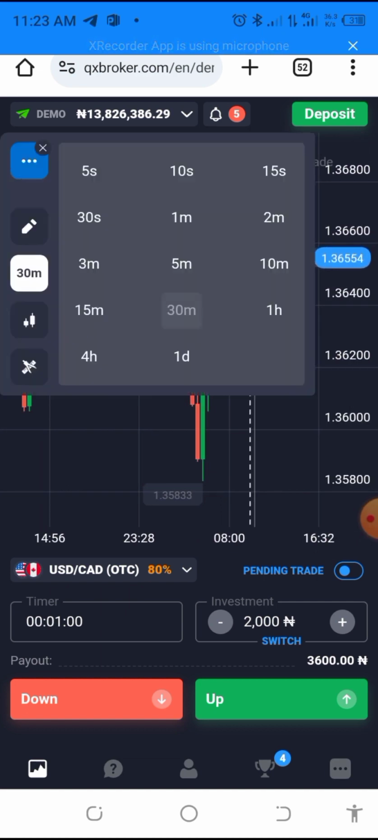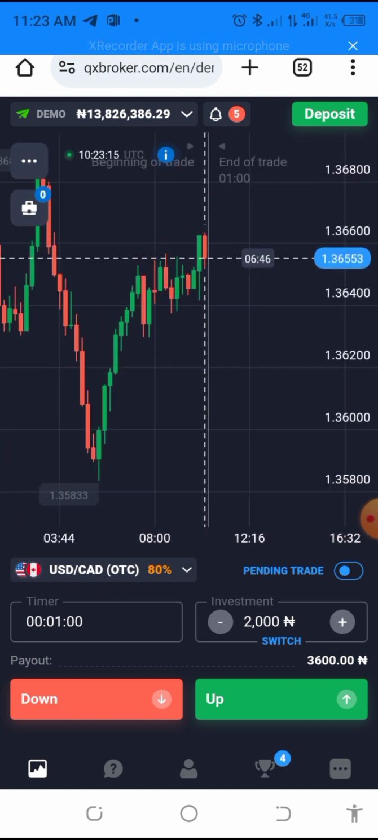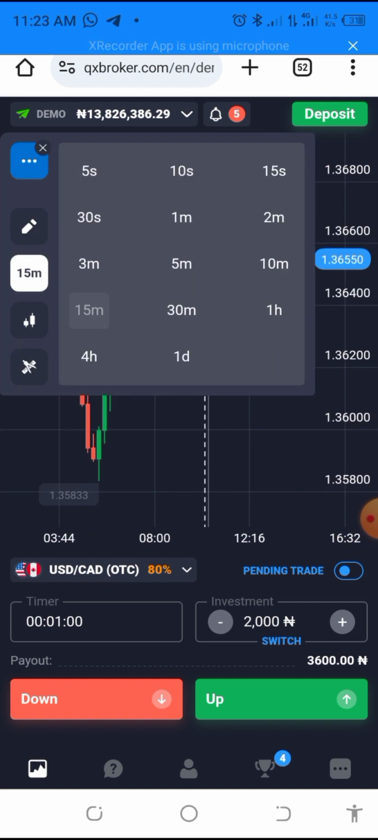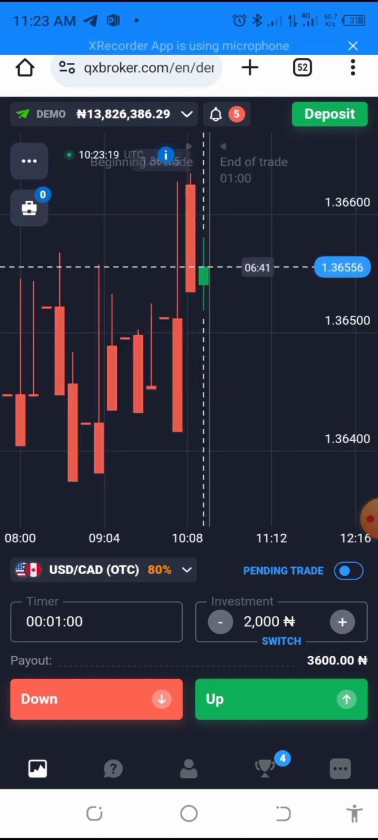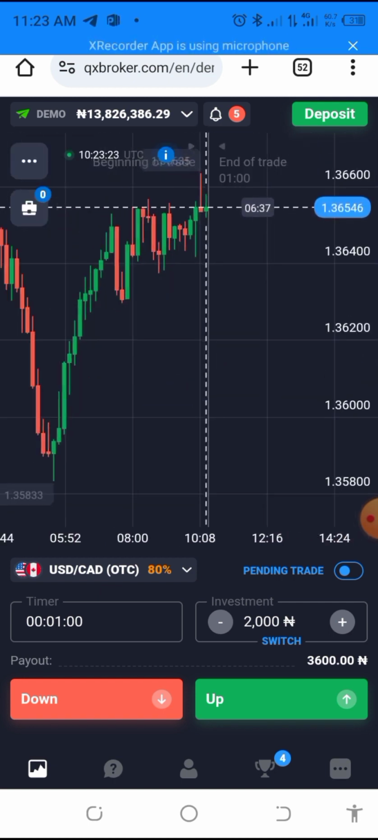Then you check another one, 15 minutes. 15 minutes is going down, so there's a possibility it's going down. Then check 10 minutes. Check the support and resistance. And then, I know the time is very short, maybe 2 minutes, but check the support and resistance.